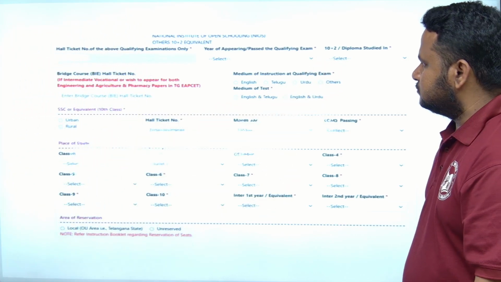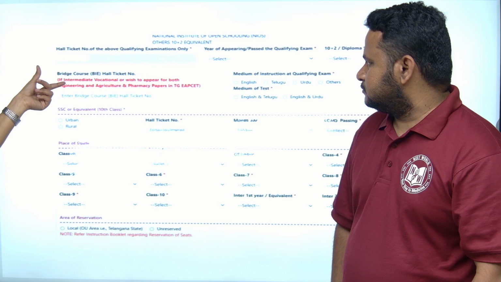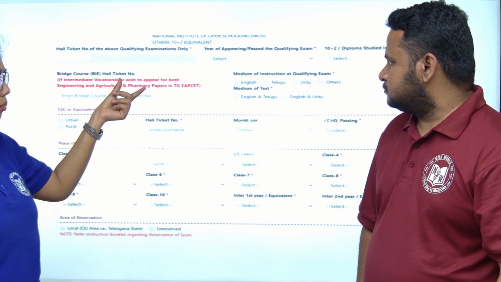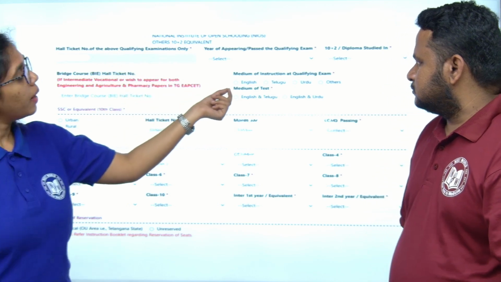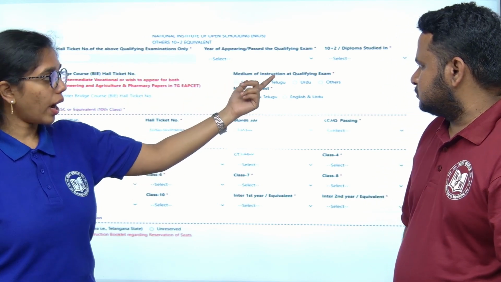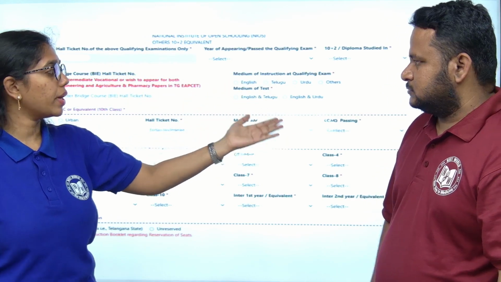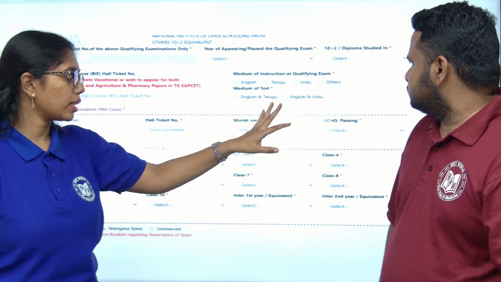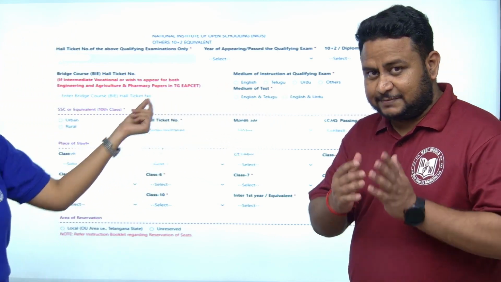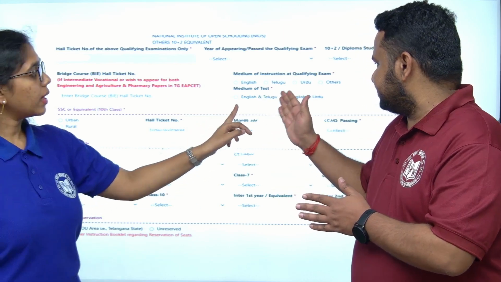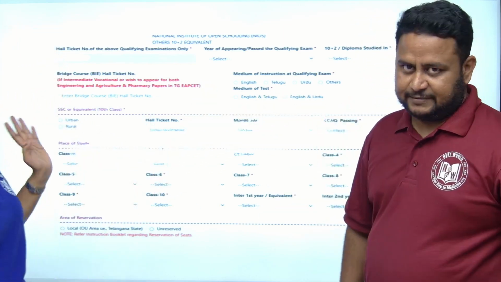Then you have to select the bridge course hall ticket number also, like the hall ticket number you are providing here. And then the medium of instruction at the qualifying exam, what was your medium, whether it is English, Telugu, Urdu or others, that you have to provide. And the medium of test you want to write the TG EAPCET. If you want to write in English and Telugu or English and Urdu, that you have to provide.